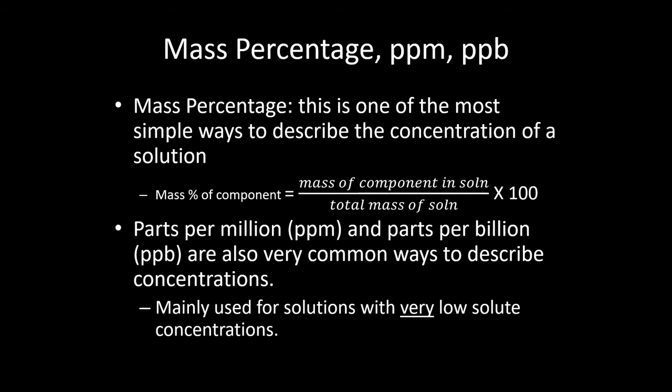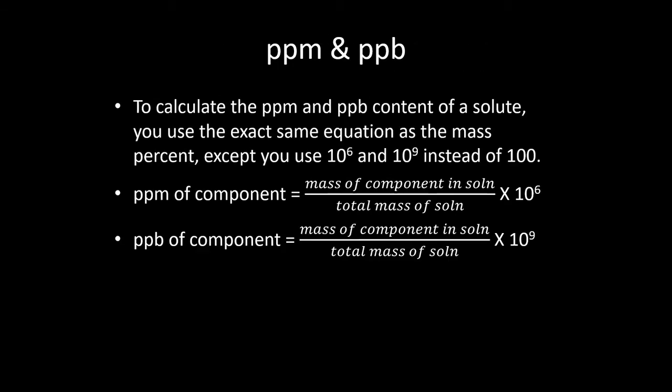The reason for this is that parts per million and parts per billion are exactly the same as mass percentage, except instead of multiplying the ratio of the thing you're interested in divided by the total mass by 100, you multiply it by a million or a billion, depending on which one you're using. So parts per million is just the mass of the thing you're looking at divided by everything times a million, and parts per billion is the mass of the thing you're interested in divided by the mass of everything times a billion.